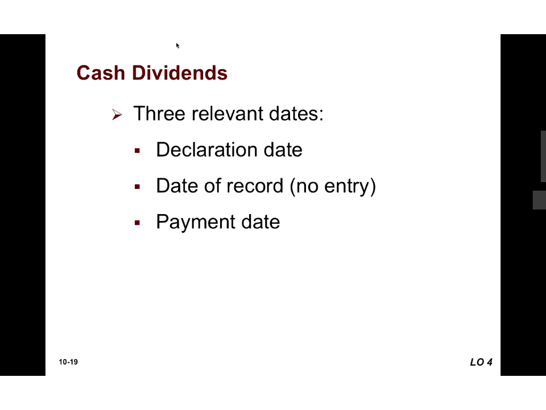Okay, there are three relevant dates with dividends that we need to know. And I'm going to go through an example. We have the date of declaration. We have the date of record. There is no entry on the date of record. And the payment date.